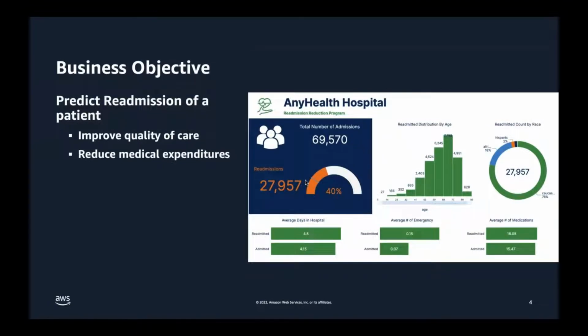All right, so hospital readmissions. Why is that important, right? So hospital readmissions is an important contributor to total medical expenditures and is an emerging indicator of quality of care. So our objective here is to predict readmission of a patient, which in turn will help improve quality of care and reduce overall medical expenses.